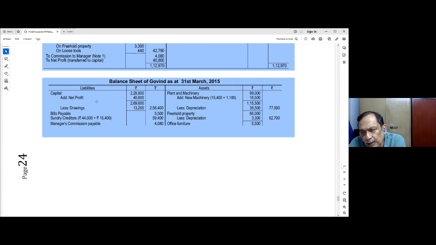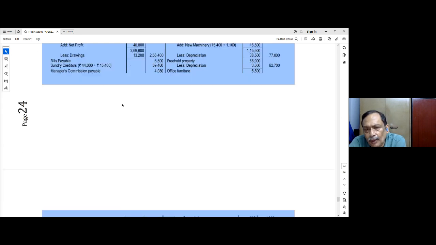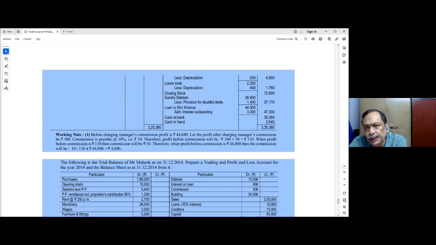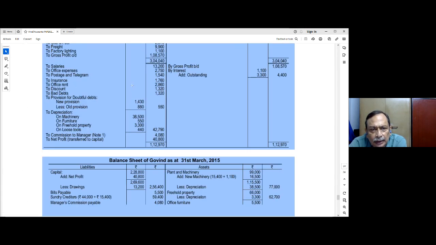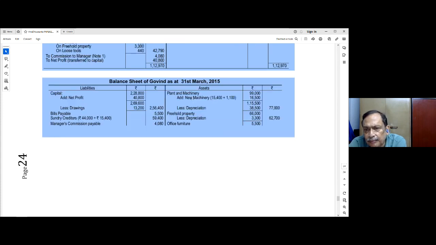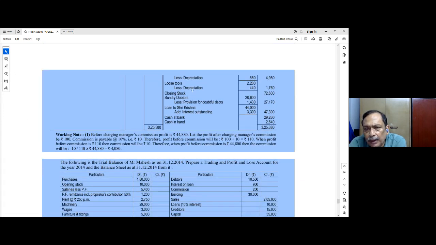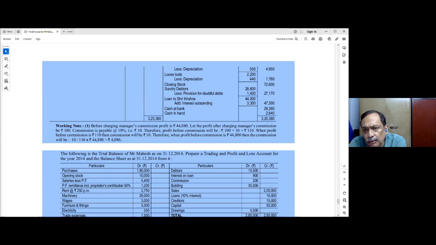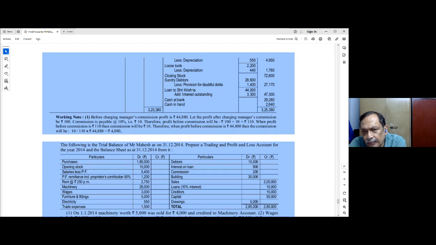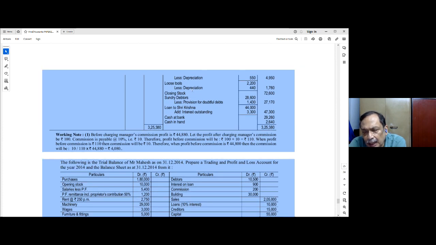Then freehold property less depreciation, office furniture less depreciation, then loose tools less depreciation, then we are having closing stock, then sundry debtors less new provision 1,430. Just have a look, 1,430 is the new provision. Okay. Then loan to Sri Krishna, add interest outstanding, then cash at bank, and then cash in hand.